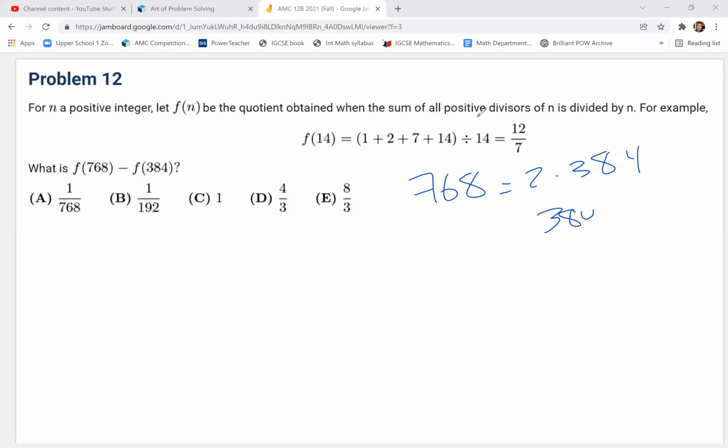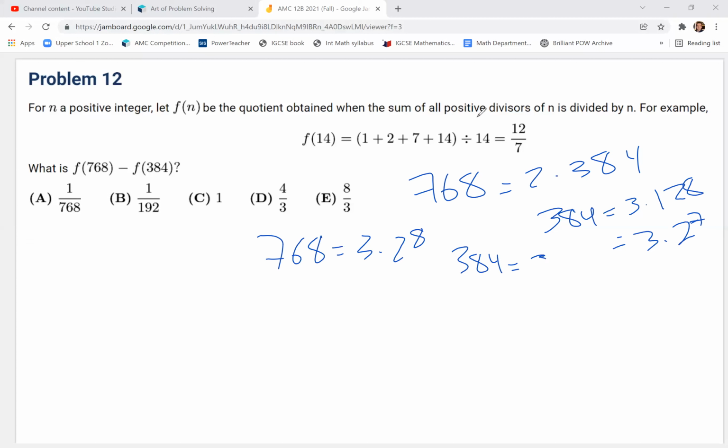384 is 3 times... 128. Is that right? 128. What's 128 times 3? 384. Yeah. So 384 is 3 times 128, and we know that 128 is 2 to the power 7, right? So 768 is 3 times 2 to the 8, and 384 is 3 times 2 to the 7.